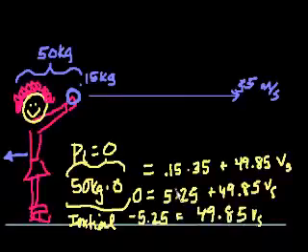So we're essentially saying that the momentum of just the ball is 5.25, and since the combined system has to have 0 net momentum, the momentum of the skater has to be 5.25 in the other direction, going backwards, or has a momentum of minus 5.25. And to figure out the velocity, we just divide her momentum by her mass, and so divide both sides by 49.85, and you get the velocity of the skater.